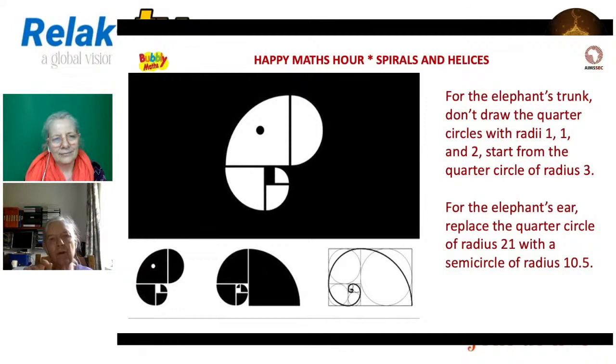And so the first arc is in the 3x3 square. And you also make his ear. So instead of having a quarter circle, you actually put a semicircle on to make his ear. And then you need a little dot for his eye. And there's the elephant. Somebody gave it the name Elephant Dreaming, which I think is a lovely title.